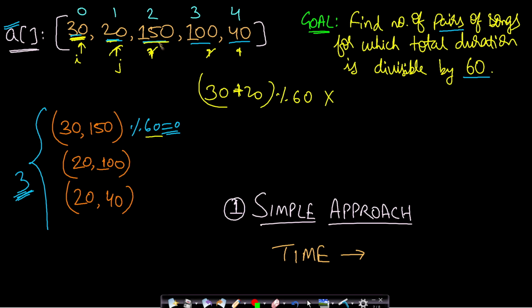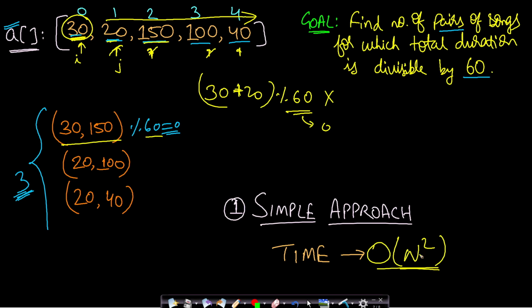This is 150. So 150 plus 30 will be actually 180 and 180 mod 60 will be divisible, so it will be equal to 0. So that is a valid pair 30, 150. Therefore it is included in the count, right? So in this way you can check for each value, that is for each song, you can iterate over all the other songs. And that is why the time for this one will be order of n square. So this is the simplest approach and I think this is very simple to implement as well.